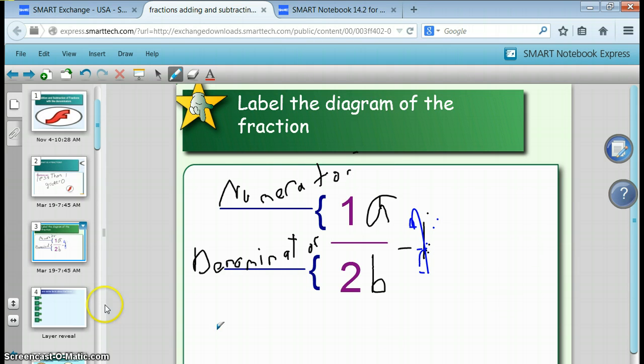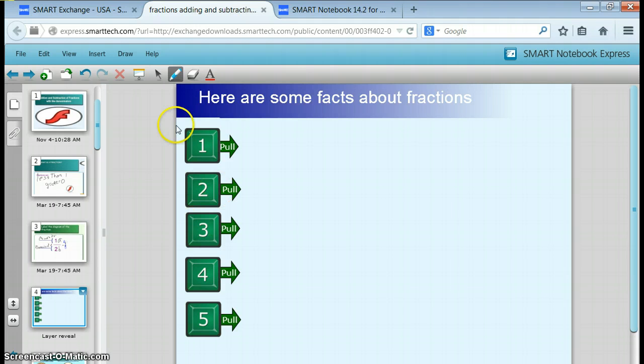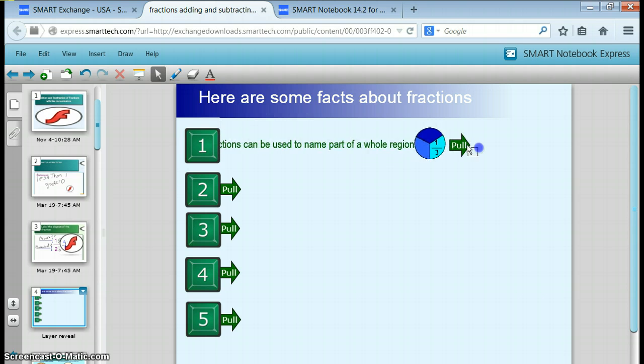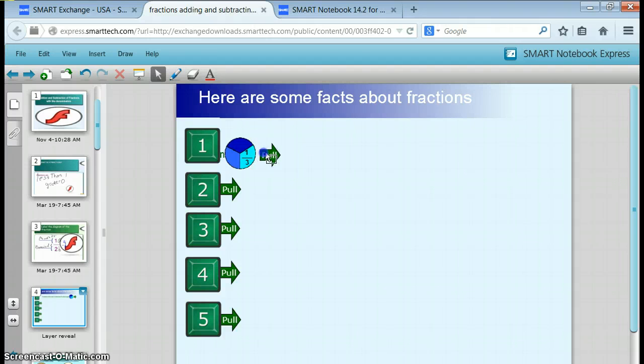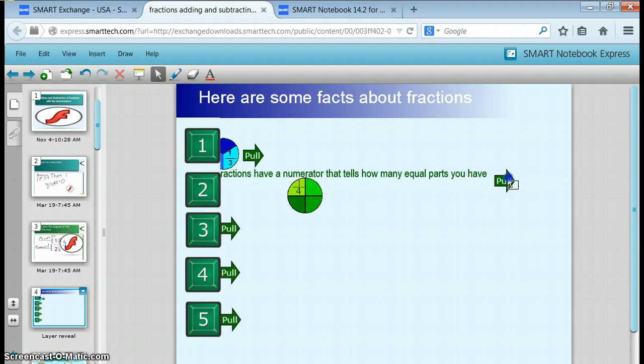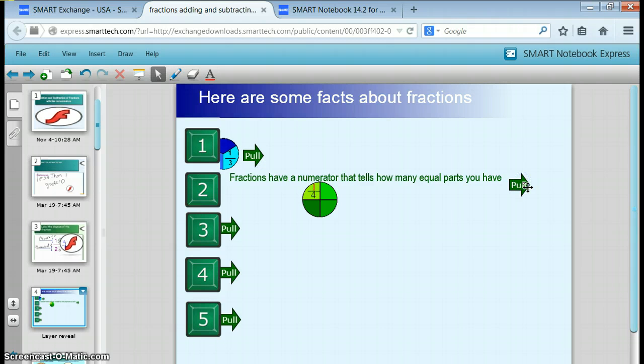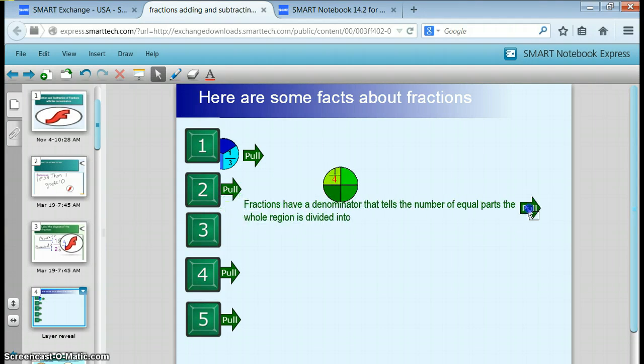Moving on. Here are some facts about fractions. Fractions can be used to name a part of a whole region, so like 1/3. A fraction has a numerator that tells you the equal parts that you have. So the red part, the numerator, is telling you the amount of parts. The denominator is telling you the amount that the whole region is divided up into, the pieces.